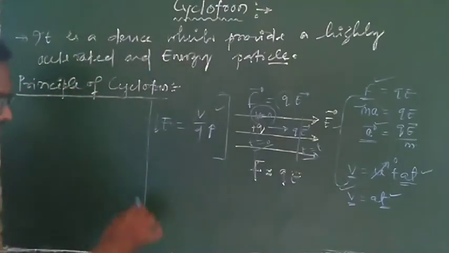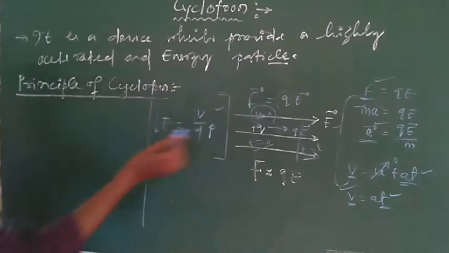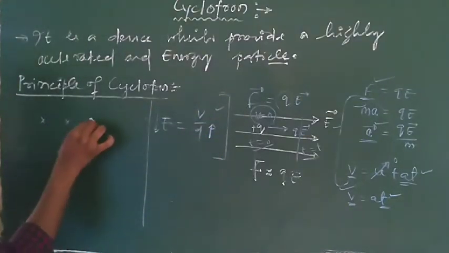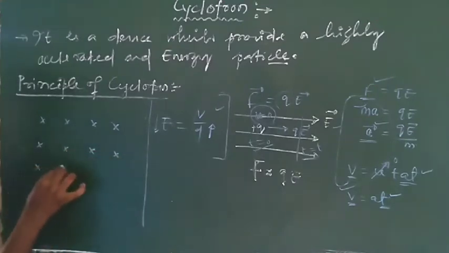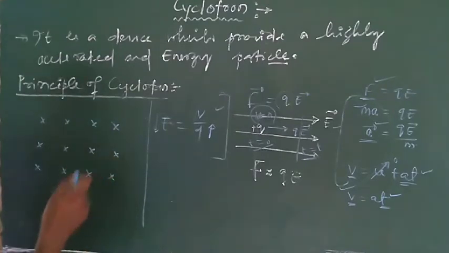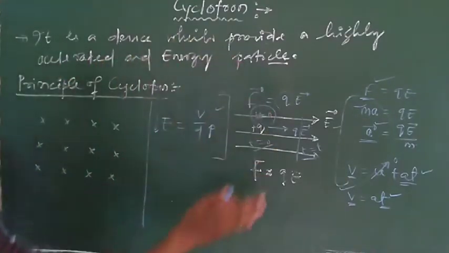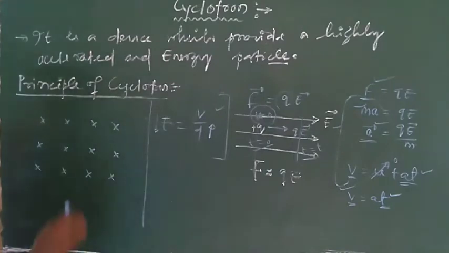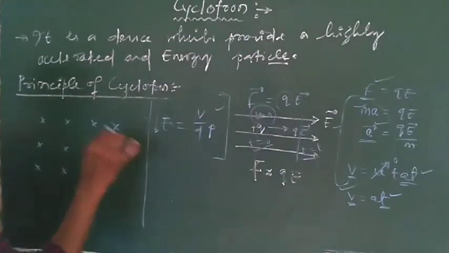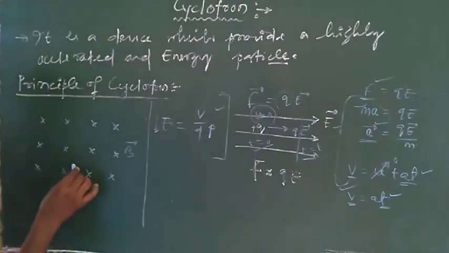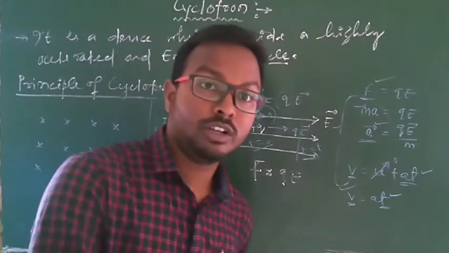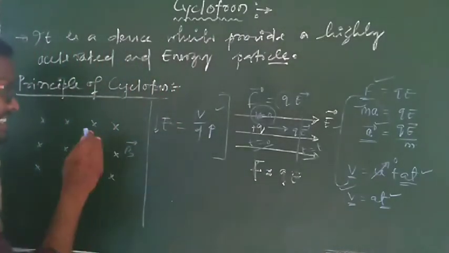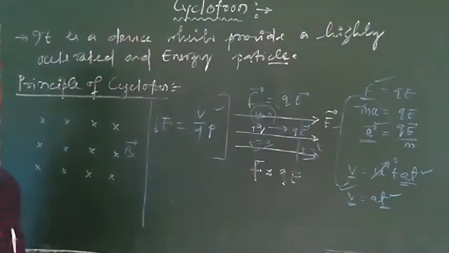So what is a magnetic field? Suppose there is a magnetic field, and the cross is a convenient method to represent a magnetic field in the inward direction, perpendicular to this plane. Clear? Suppose this is a constant magnetic field. If we place a moving charged particle inside a magnetic field, then the moving charged particle experiences a force.